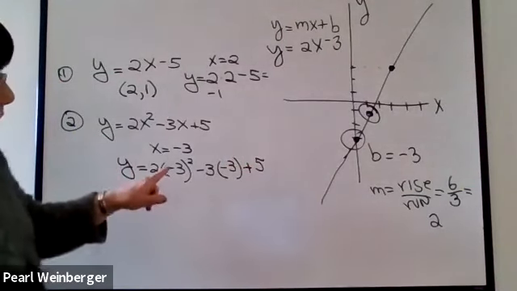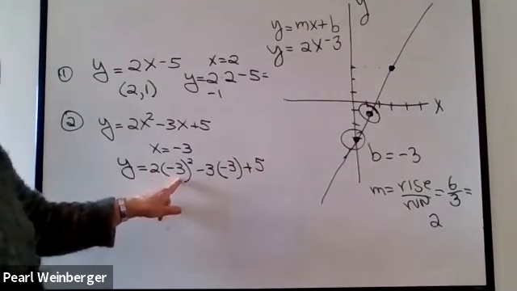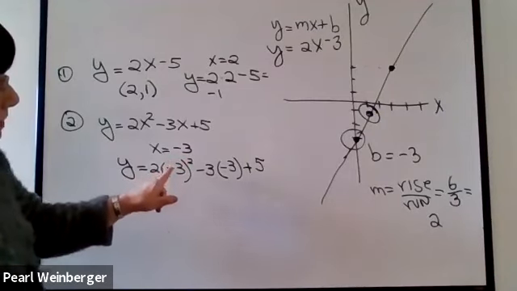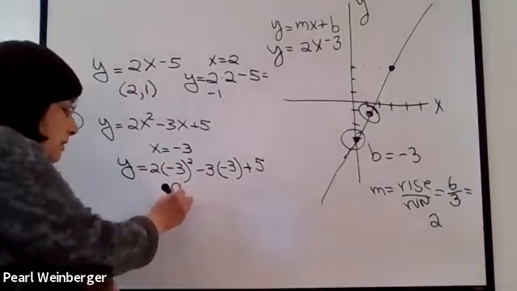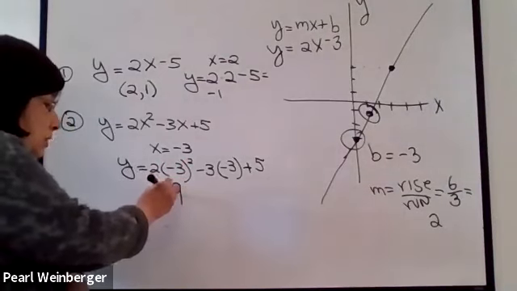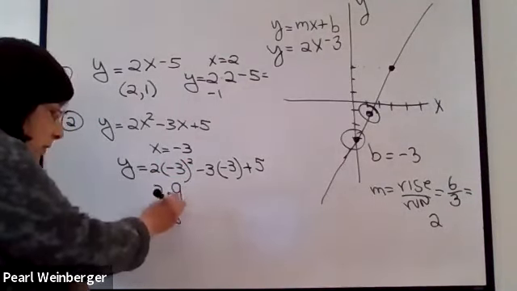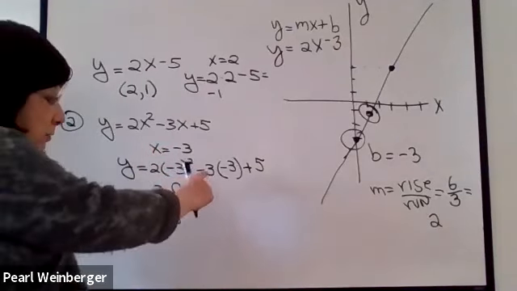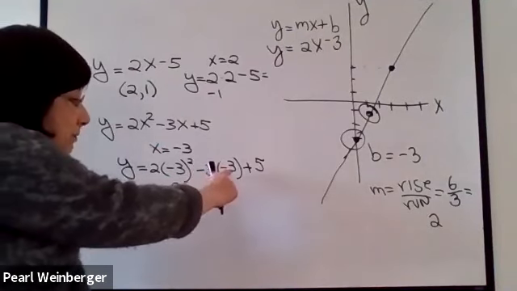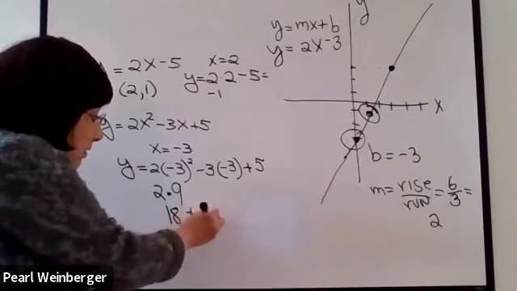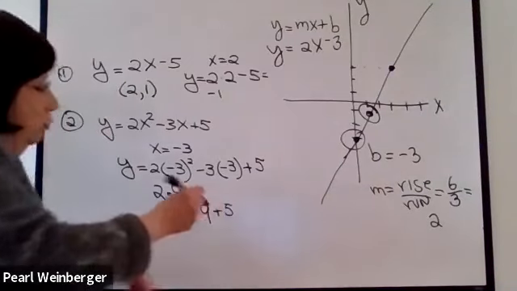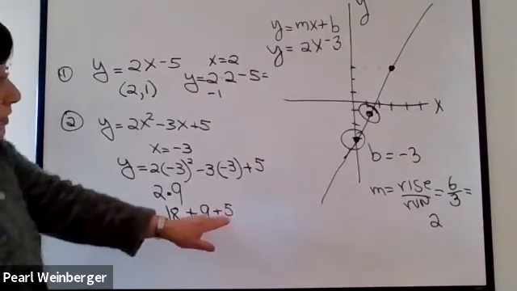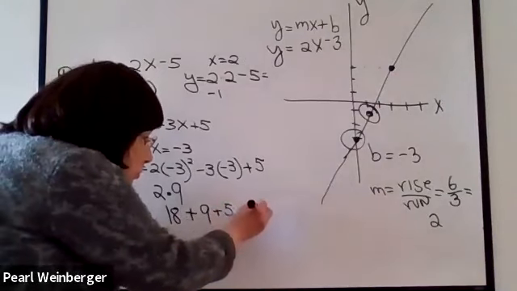Remember, in your order of operations, you first do the exponent. So I have negative 3 squared, that's negative 3 times negative 3, which becomes a positive 9. This becomes 2 times 9, which is 18. Exponent and then multiplication. Then we do the next multiplication: negative 3 times negative 3 is plus 9, plus 5. In the end, we add it all together. 18 plus 9 is 27. 27 plus 5 is 32.